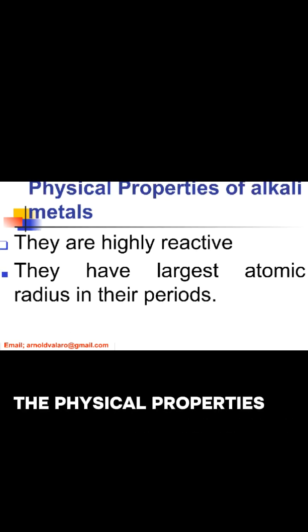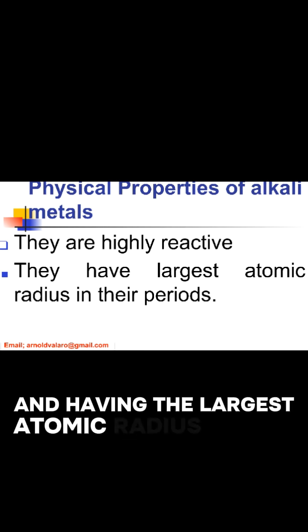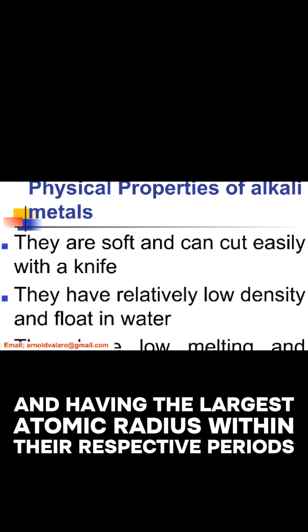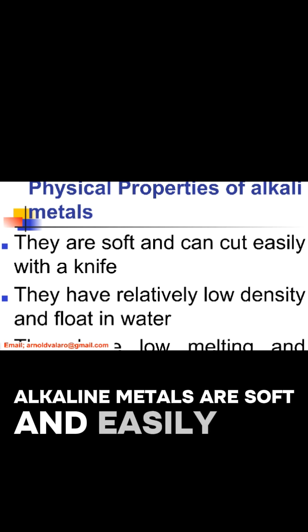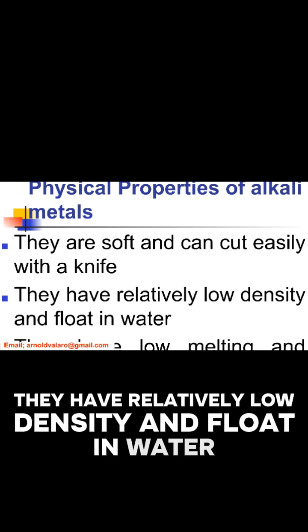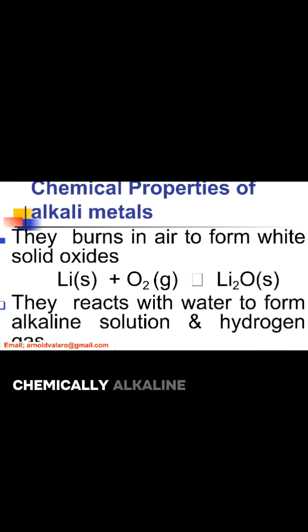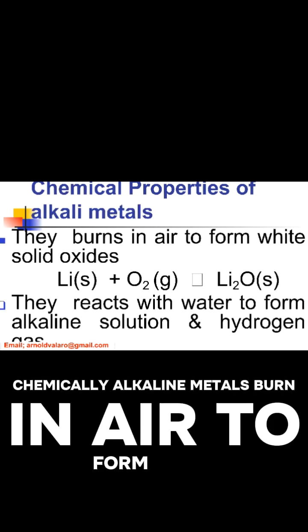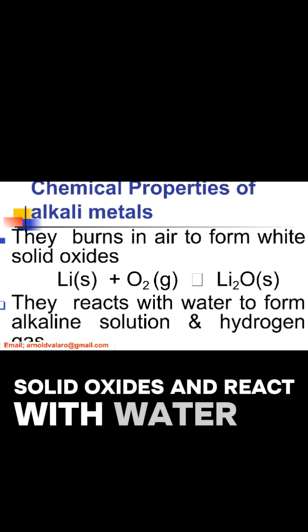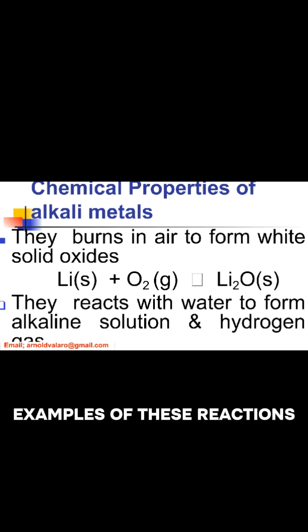The physical properties of alkali metals include their high reactivity and having the largest atomic radius within their respective periods. Alkali metals are soft and easily cut with a knife. They have relatively low density and float in water, and they possess low melting and boiling points. Chemically, alkali metals burn in air to form white solid oxides and react with water to form an alkaline solution and hydrogen gas. Examples of these reactions are shown.